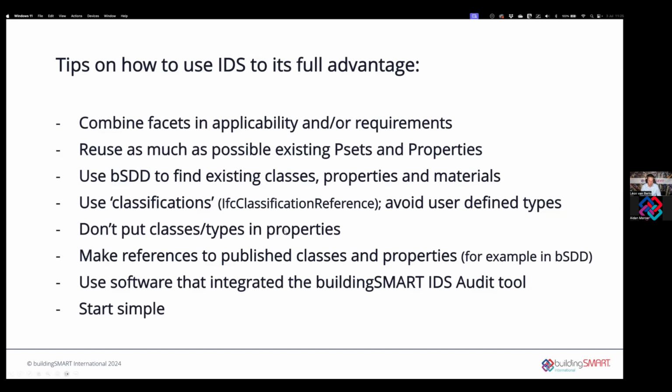Obviously, don't put classes and types into properties. Actually use them as classes and classification references. I know properties are much easier to put in most modeling tools, but it's much more powerful to do it the right way. Make these references to published classes. For example, in BSDD, these are links from properties or classes to BSDD. Use software that integrates an IDS audit tool to make sure that your IDS is 100% valid and correct.